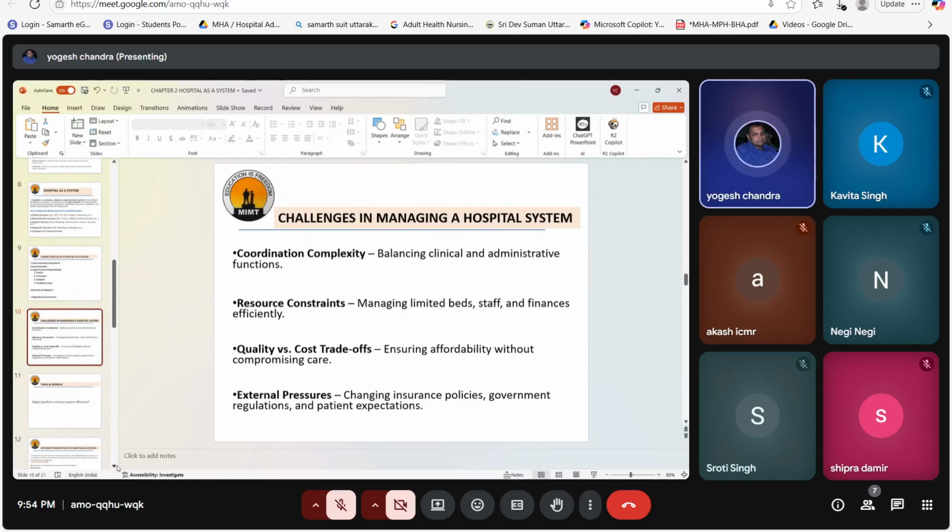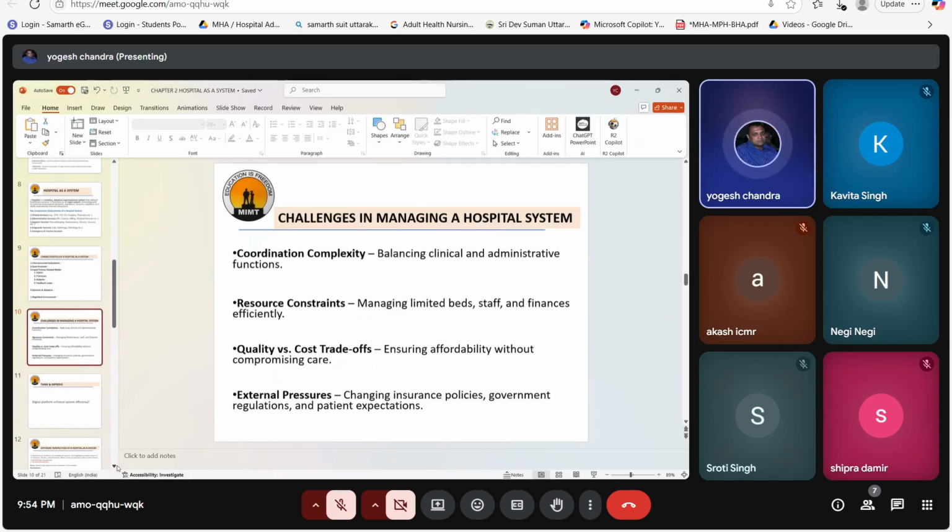Then in the challenge part, you see there is a lot of external pressure on the hospital: policies, government regulations, patient expectations. Take government policies, when biomedical waste management came into existence, the small nursing homes and hospitals, the two or three bed hospitals, had a very significant problem, because arranging biomedical waste management is a costly affair.